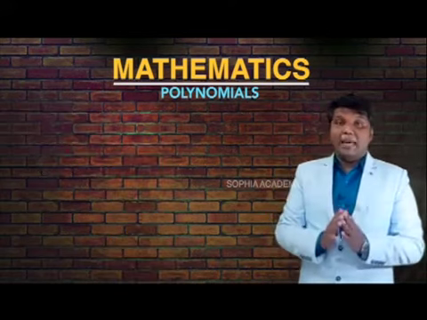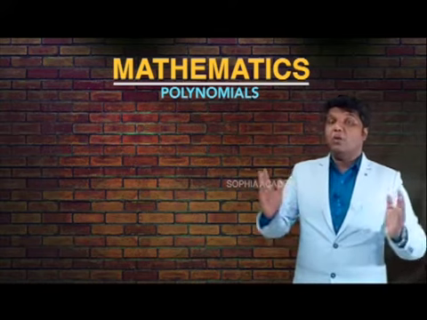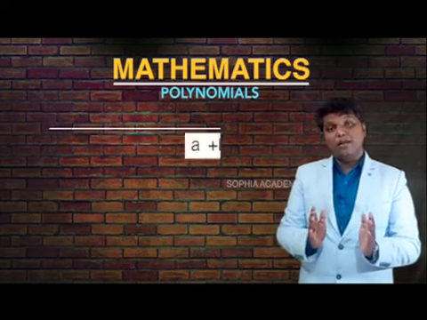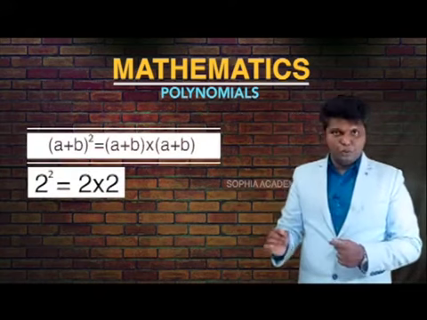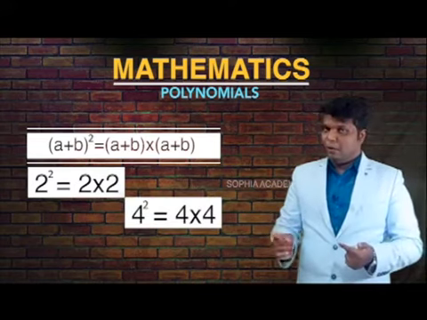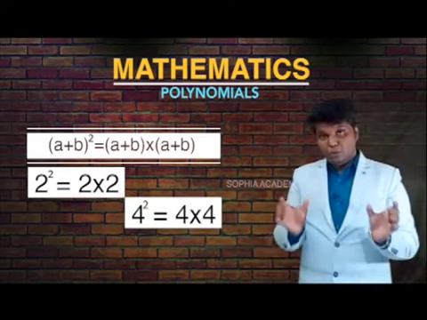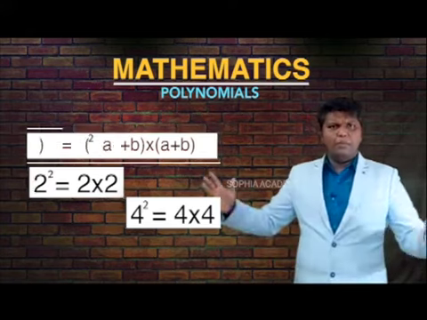Whenever we see a particular problem, and in that problem, if it is of the form a plus b the whole square, what is the meaning of a plus b the whole square? a plus b into a plus b, because 2 square means 2 into 2, 4 square means 4 into 4. So a plus b the whole square means a plus b into a plus b. When you are multiplying two terms like this, you have to multiply each term, right? It will become a bigger term.